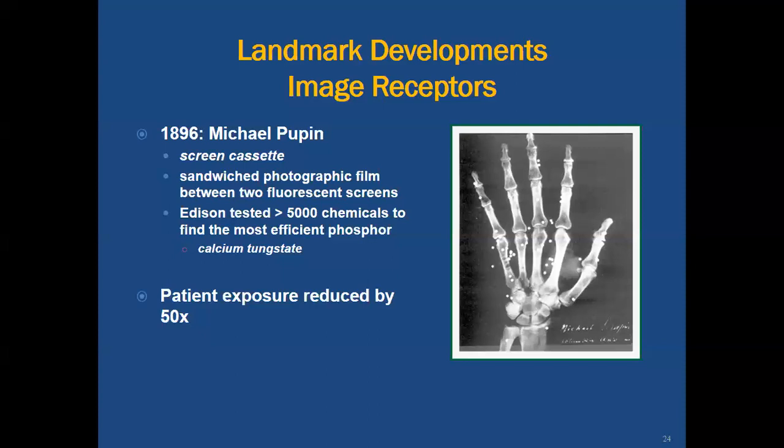So again, consider that time frame, the late 1800s, and he's testing over 5,000 chemical combinations to come up with calcium tungstate. And it truly is remarkable that calcium tungstate screens were utilized for 80 years or so. When I came into the profession in the late 1970s, calcium tungstate screens had just been replaced by a better type of screen. So this development was huge in imaging in order to reduce patient dose. And again, it was utilized for many, many years.